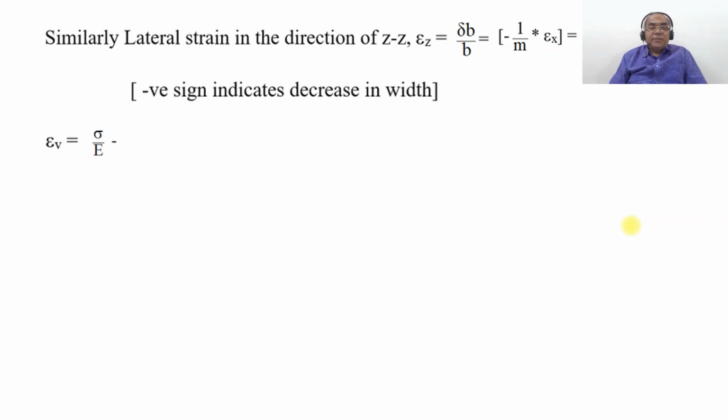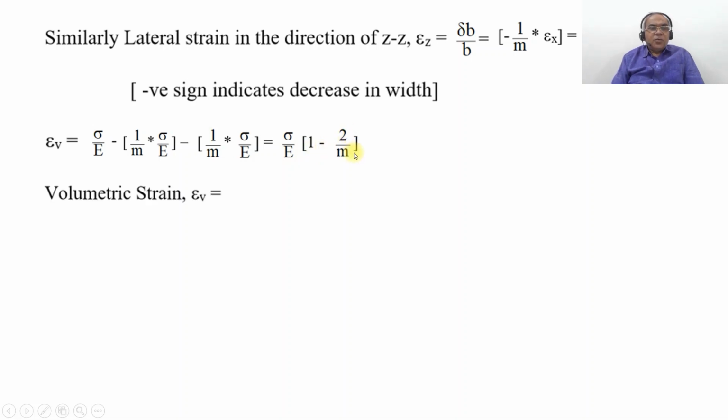So what is epsilon v? Epsilon v is nothing but epsilon x plus epsilon y plus epsilon z. So what is that? Sigma by E minus 1 by m into sigma by E minus 1 by m into sigma by E. Once you consider that, you can take sigma by E as the common factor and take out that common factor into 1 minus 1 by m minus 1 by m. When you add this, it will give minus 2 by m. So what is the volumetric strain? Epsilon v will be equal to sigma x by E into 1 minus 2 by m.